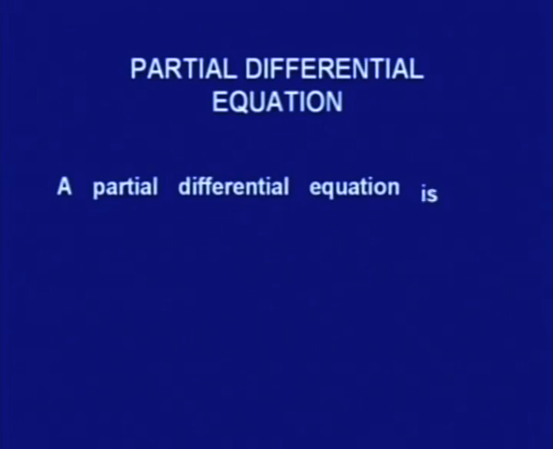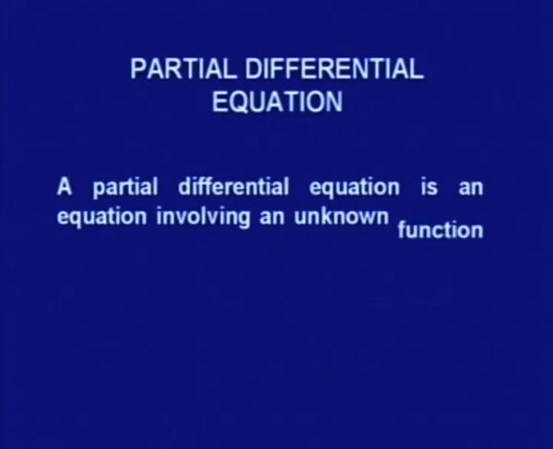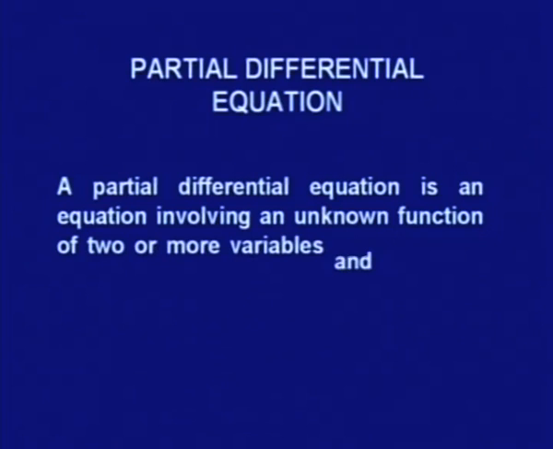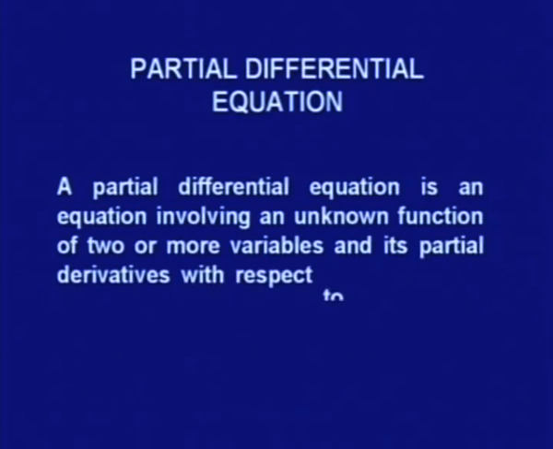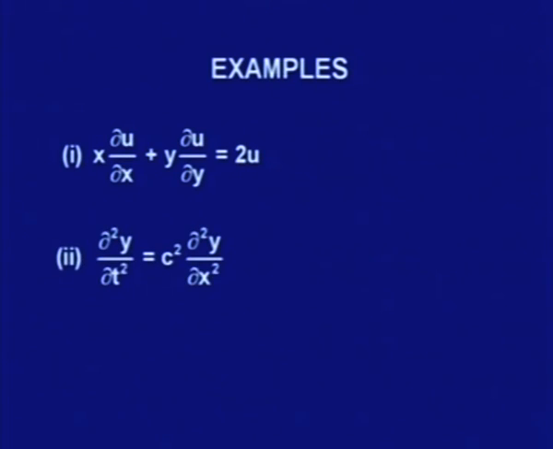Now, a partial differential equation is an equation involving an unknown function of two or more variables and its derivatives with respect to independent variables. Thus, in our examples, x times del u over del x plus y times del u over del y is equal to 2u, del 2y over del t2 is equal to c square times del 2y over del x2 are examples of partial differential equations.